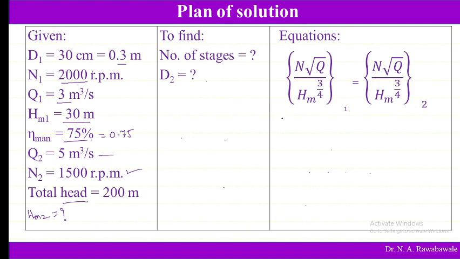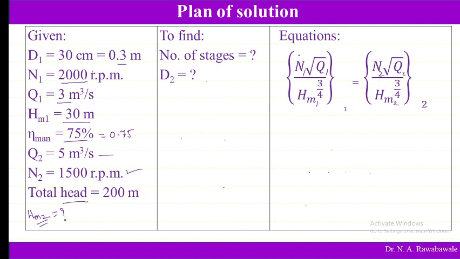So what equations do we have to use? To find the number of stages, we have to find the head of each stage of the multi-stage pump. To find HM2, we take this as N1, Q1, HM1, and this is N2, Q2, HM2. Just now we have derived one equation for specific speed. Specific speed of model and prototype must be the same. So we treat the first pump as a model and the second pump as prototype. Comparing these two, we can obtain it.